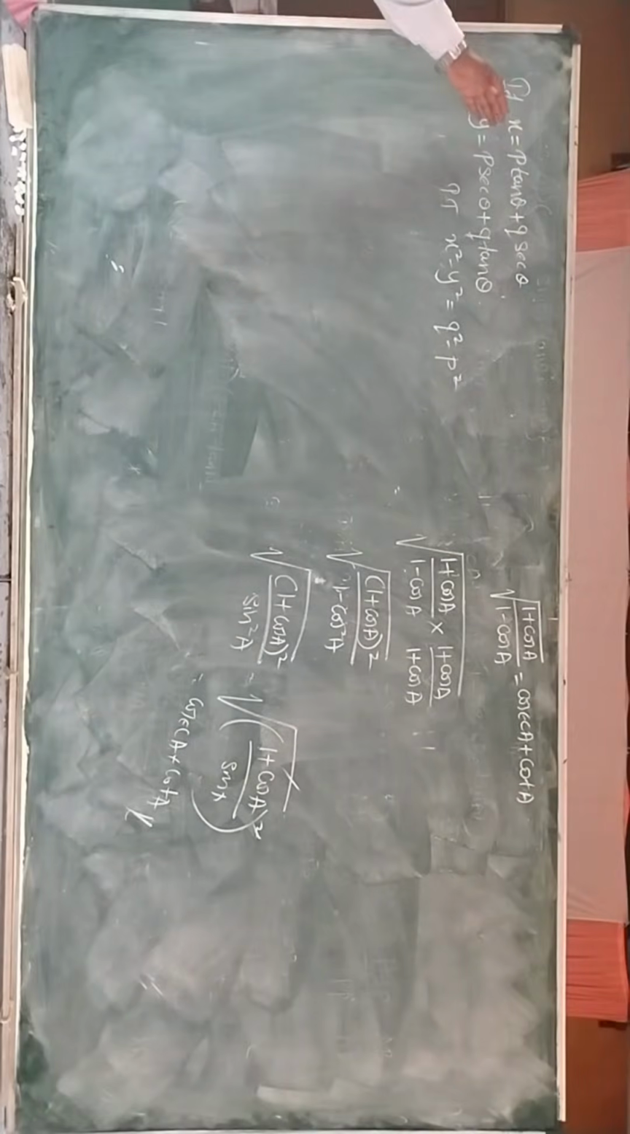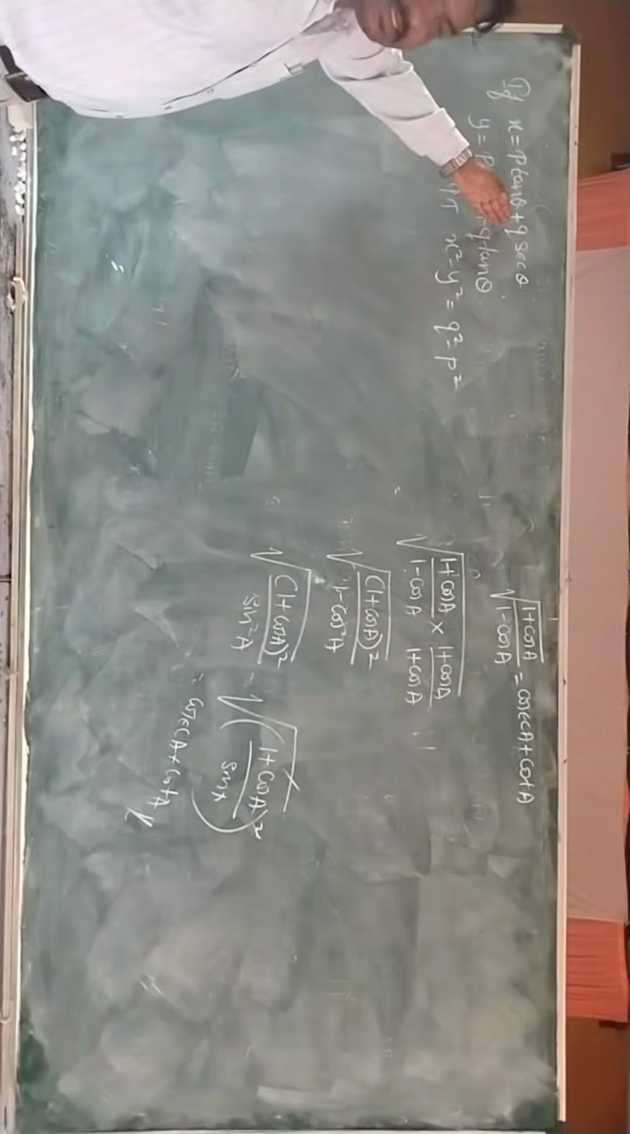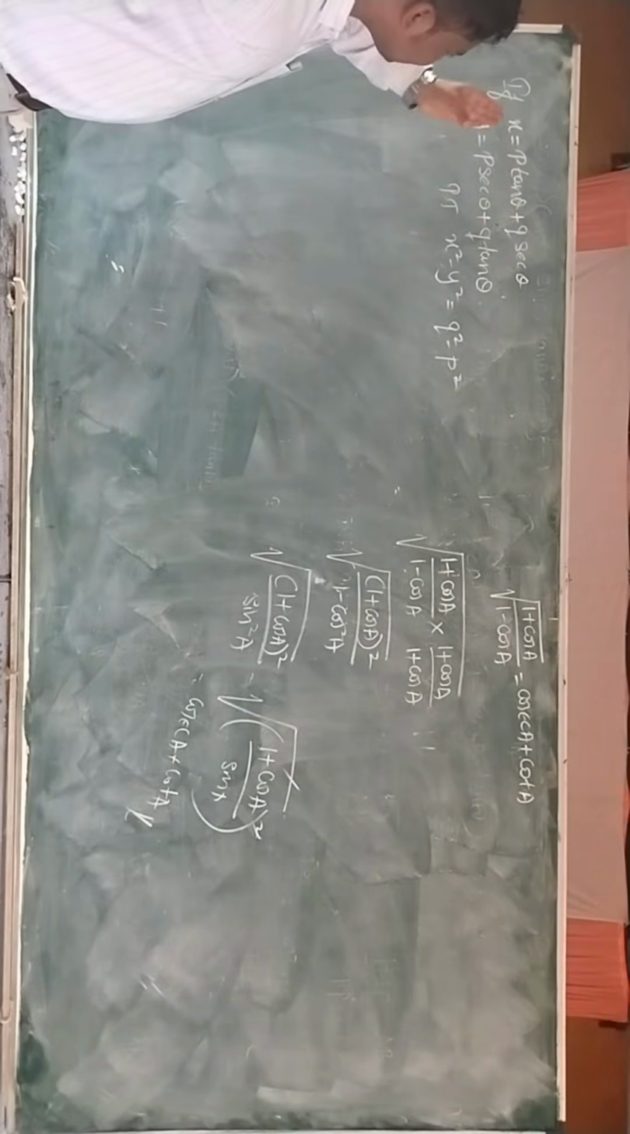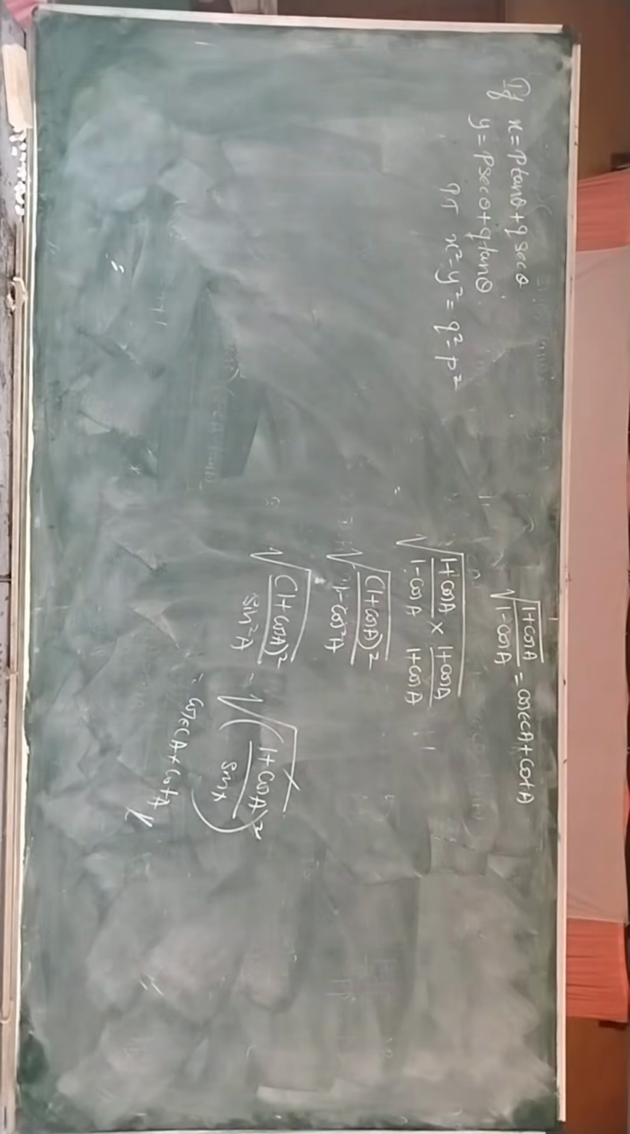X is given: x is equal to p times tan theta plus q times sec theta. And y is given: y is p times sec theta plus q times tan theta. Prove that x square minus y square is equal to q square minus p square.